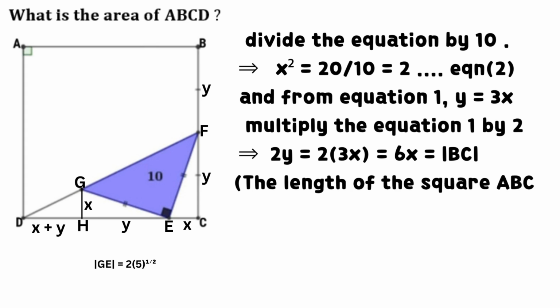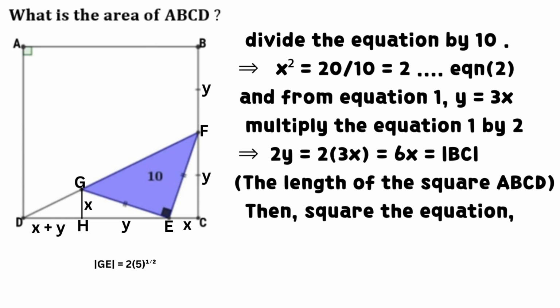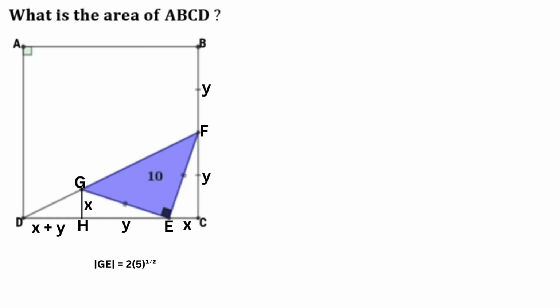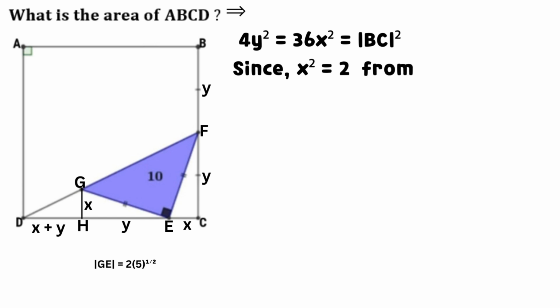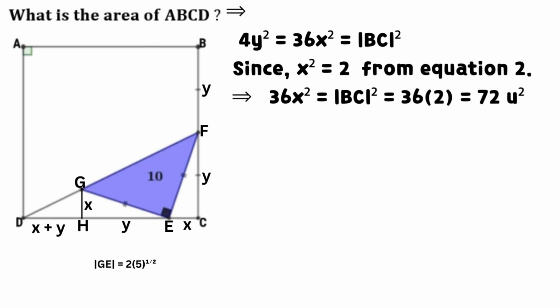And from equation 1, y equals 3x. Multiply equation 1 by 2: 2y equals the product of 2 and 3x, which equals 6x, which equals BC, the length of the square ABCD. Then, square the equation as shown. It implies that the product of 4 and the square of y equals the product of 36 and the square of x, which equals the square of BC.